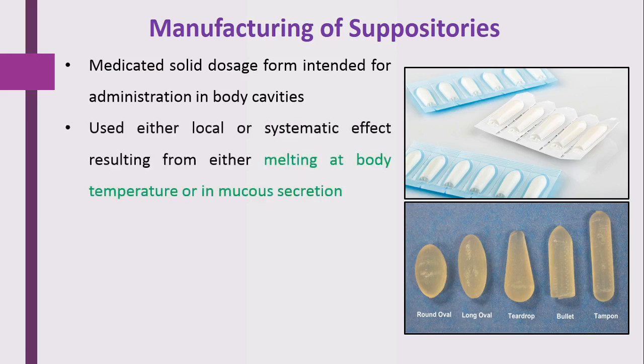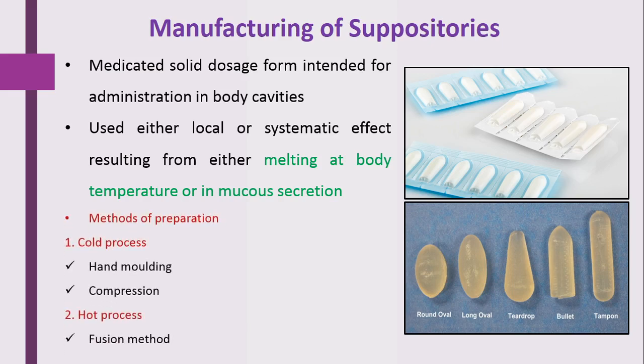So here these suppositories produce either a local or systemic effect, resulting from either melting at body temperature or dissolving in the mucous secretion. So at the time of selection of the base for the manufacturing of suppositories, it should be kept in mind that the particular base should melt at the body temperature. So the drug will be released after melting, or that drug will be dissolved in the mucous secretion.